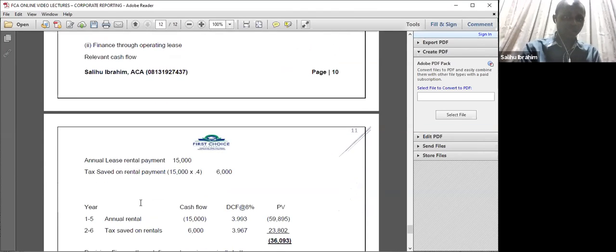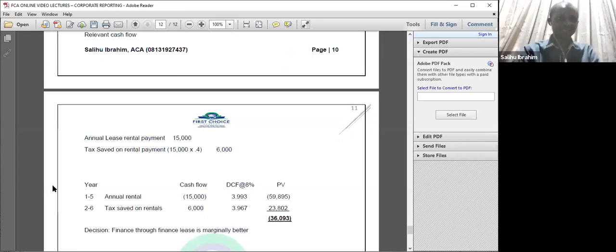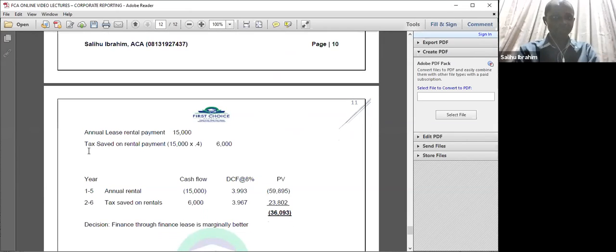So I will also go and look at finance through operating lease. What will be the cash flow? The relevant cash flow will be annual lease rental payment and tax saved on annual lease rental. These are the two relevant cash flows for finance through operating lease. Because you are not the owner of the asset, the whole amount of the lease rental payment is charged to profit or loss as a finance charge. You understand?